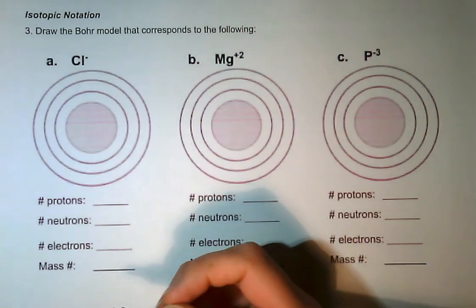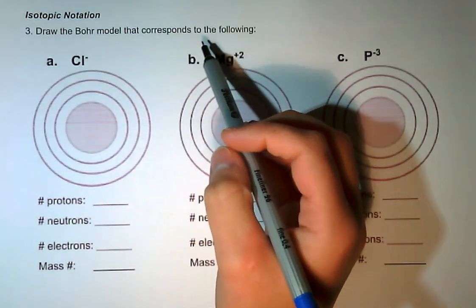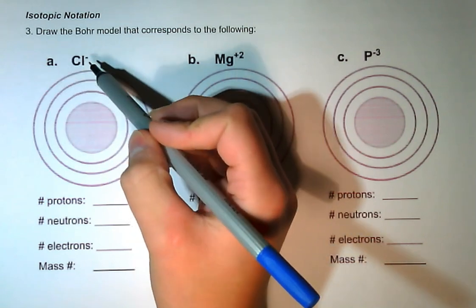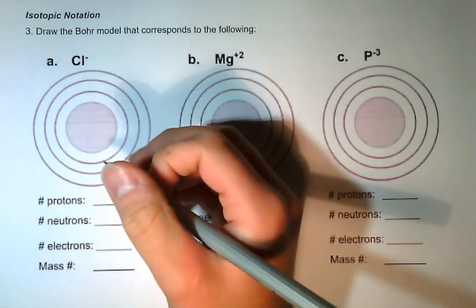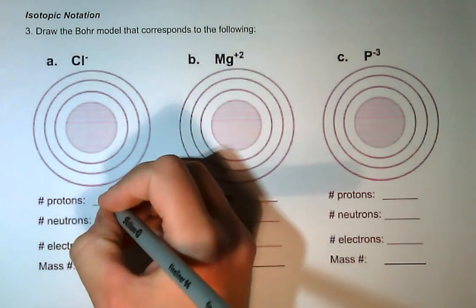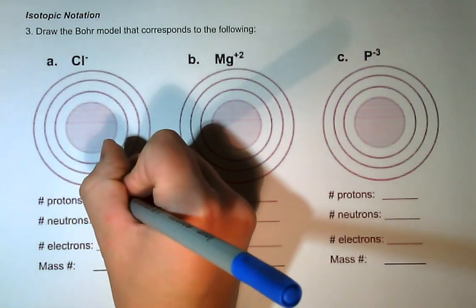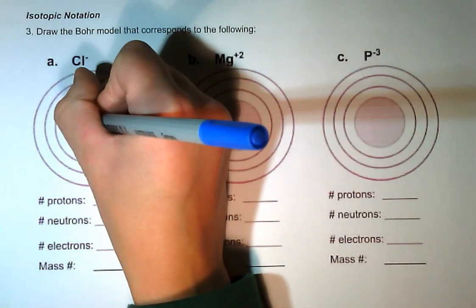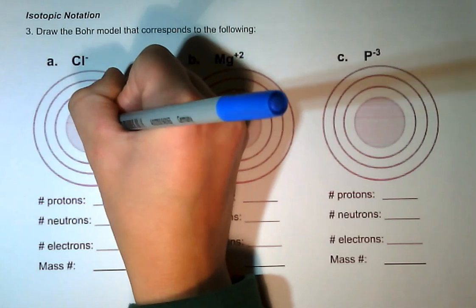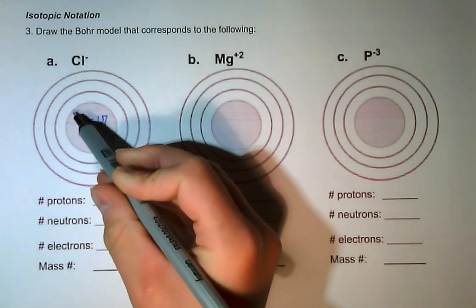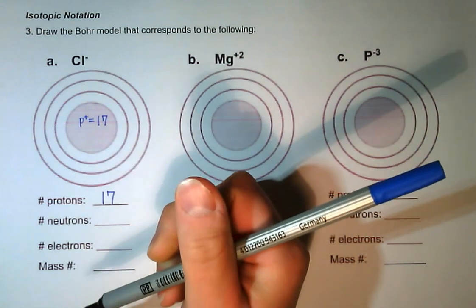This next section says to draw the Bohr model that corresponds to the following. And so here we have chlorine with a -1 charge. So chlorine always has the same number of protons, and chlorine is atomic number 17, meaning that it has 17 protons. So we show that in our nucleus. I'm going to put P+ equals 17. Instead of drawing out 17 circles, I just put the number of protons equal to 17.